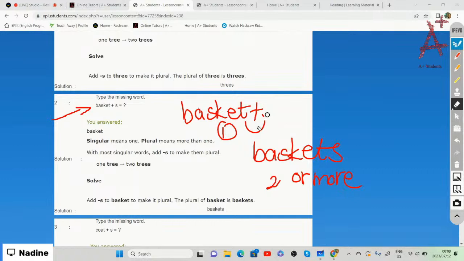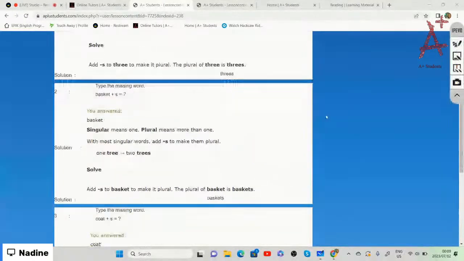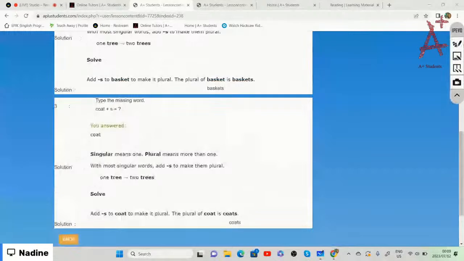So one basket, two or more baskets, right? So we basically just added an S to make the word plural.